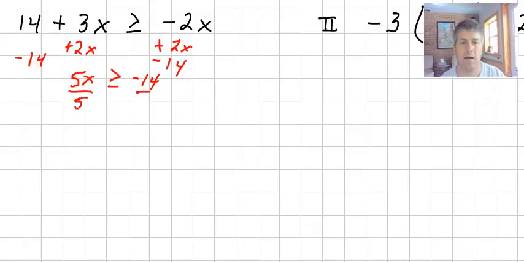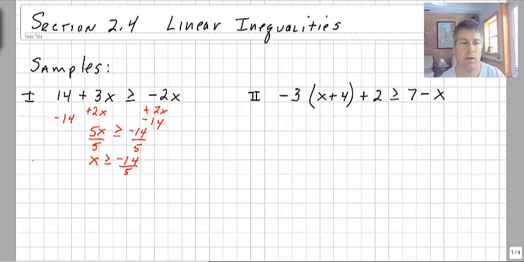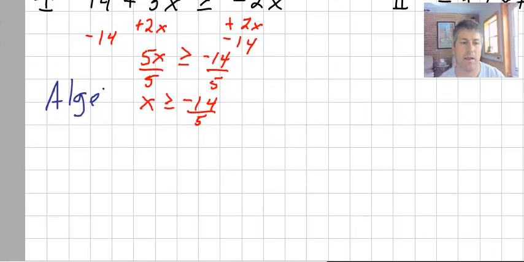Divide both sides by 5. X is greater than or equal to negative 14 fifths. So here is our algebraic solution to that particular problem. There's the algebraic answer. Okay, let's go ahead and graph our solution, our number line.